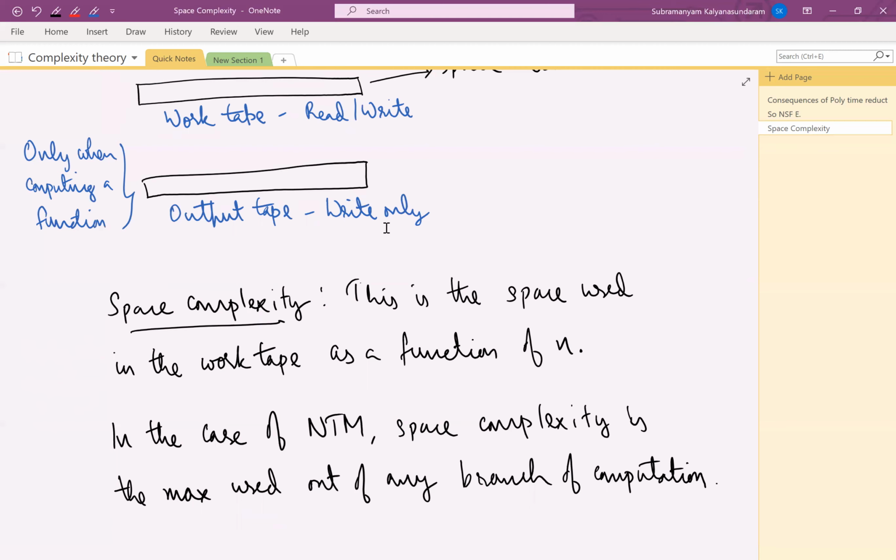And this is the definition for a deterministic Turing machine. The space used is the space used by the work tape. In case the machine is non-deterministic, the space complexity is the maximum out of any branch of computation. So for a non-deterministic Turing machine, there could be several possible branches of computation. The space complexity is the maximum out of all those branches, just like the time complexity of a non-deterministic Turing machine. If there are multiple branches, the time complexity is the maximum out of any computation branch.